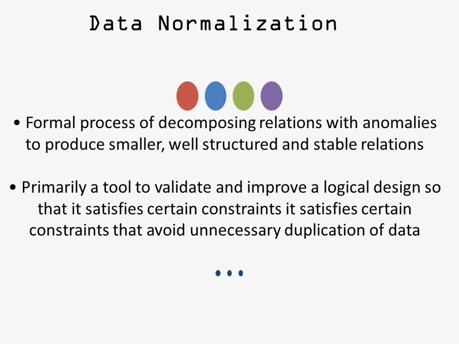It's about using normalization to decompose relations with anomalies into well-structured relations. First, I will talk about what data normalization is. Data normalization is a formal process of decomposing relations with anomalies to produce smaller, well-structured and stable relations. Also, data normalization is primarily a tool to validate and improve a logical design so that it satisfies certain constraints that avoid unnecessary duplication of data.